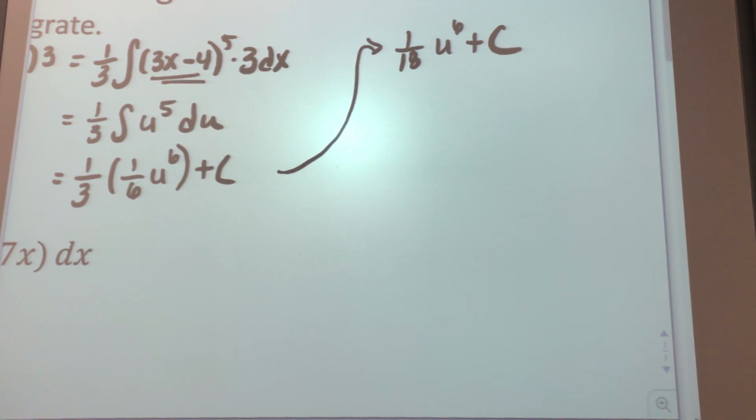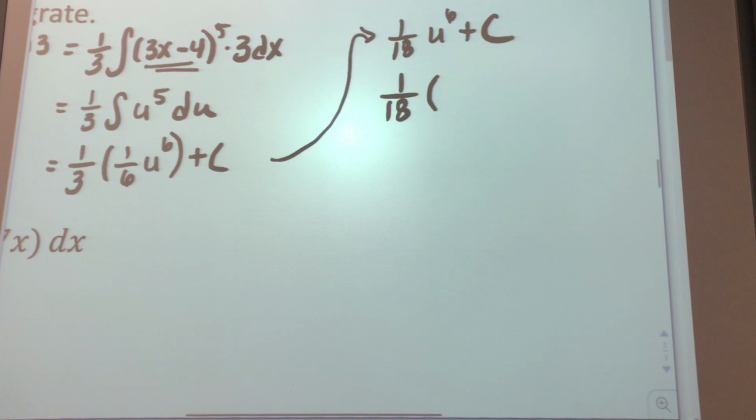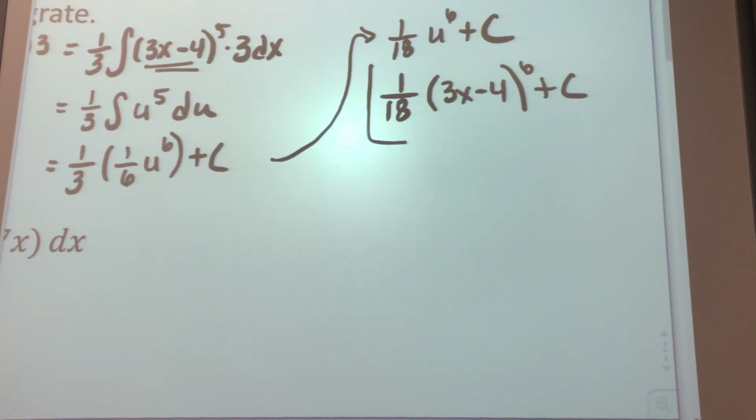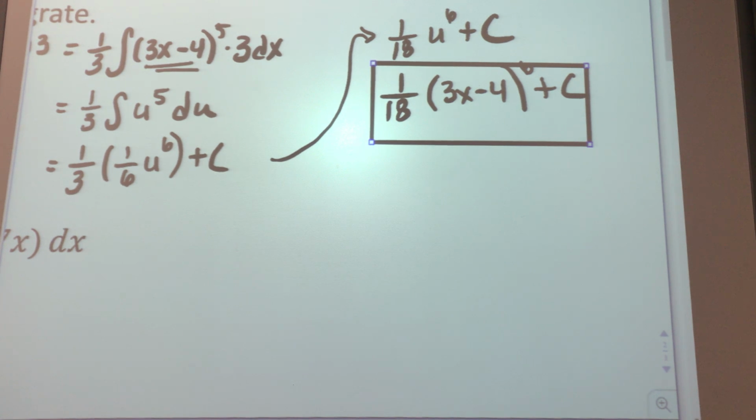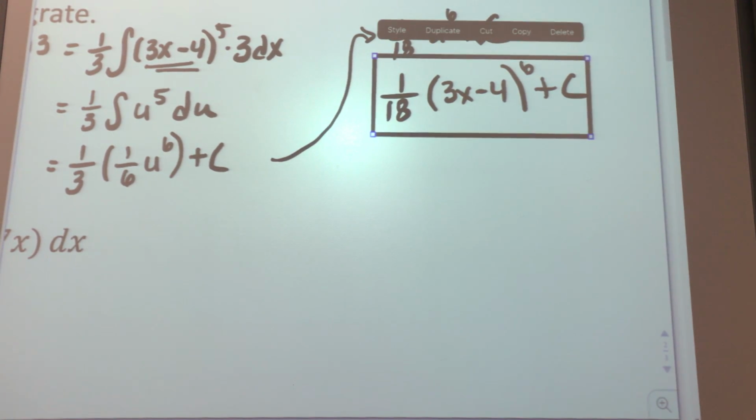And then since we are doing indefinite integrals, we need to do the step where we take what u equals and replace it with it. So u is 3x minus 4. So this is our answer. All right, let's go to the next one.